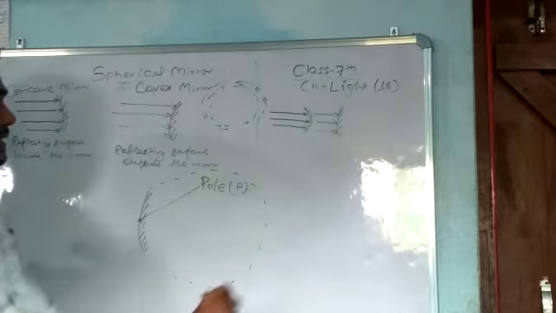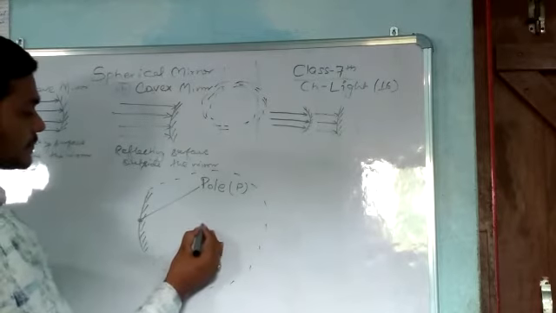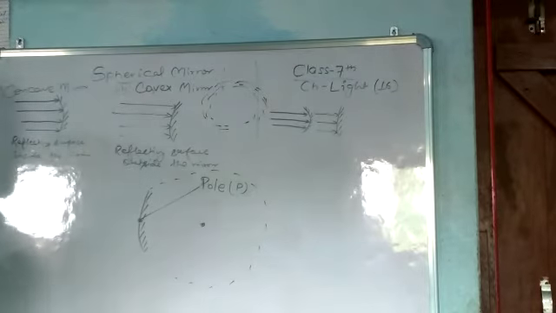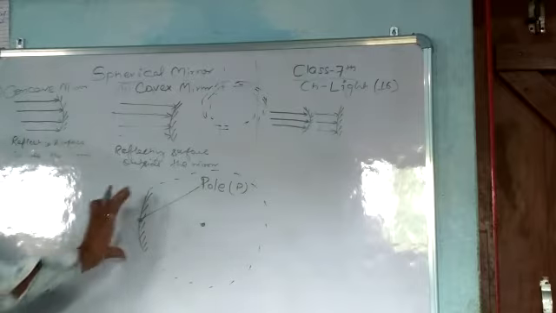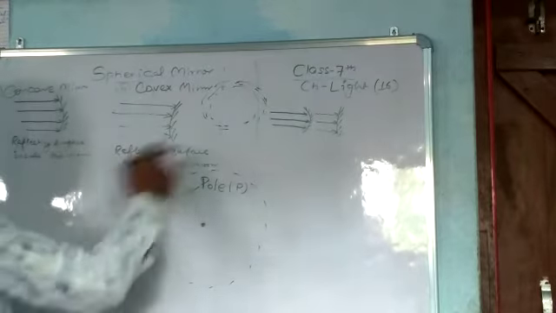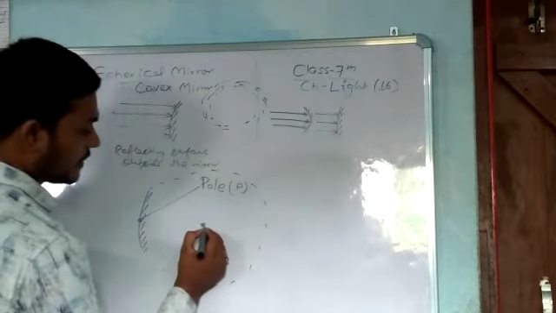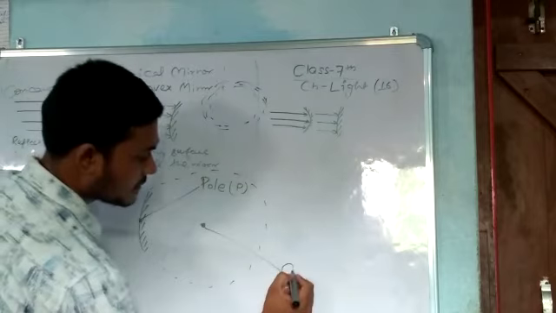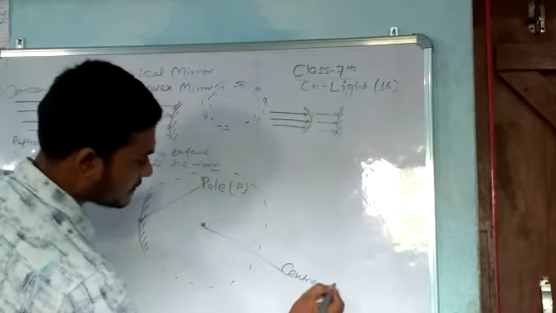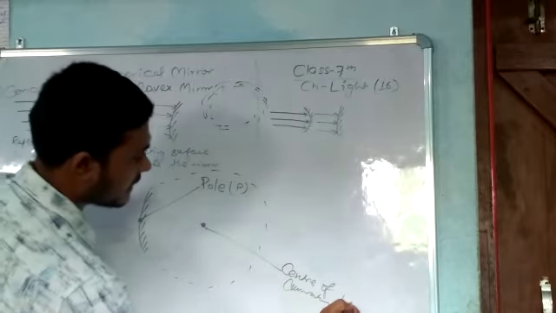So the center of the spherical mirror is here. It is a part of a spherical mirror which is formed by this one. Okay. So this is said to be the center of curvature. It is denoted by capital C.